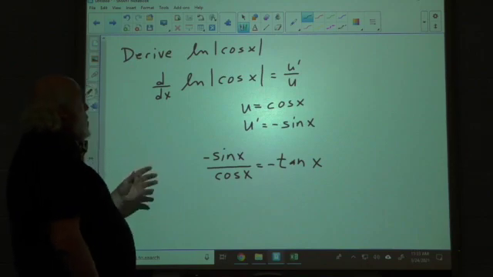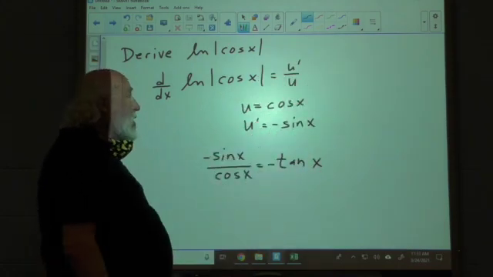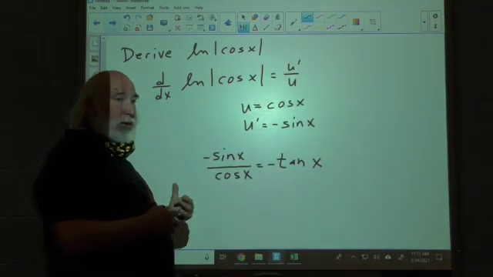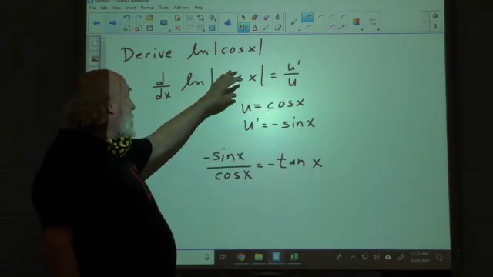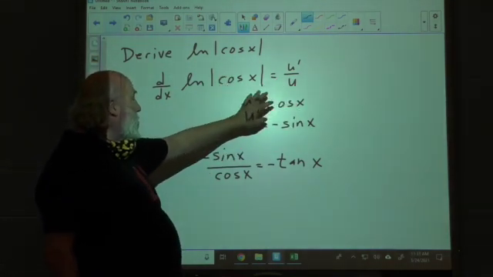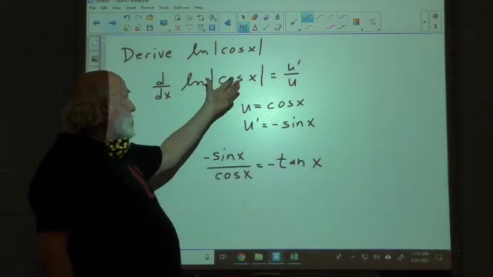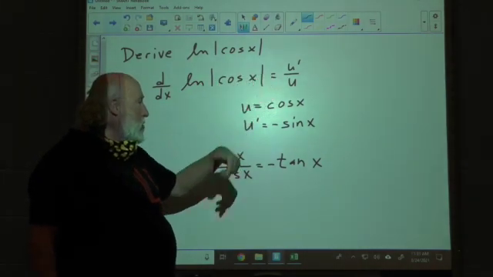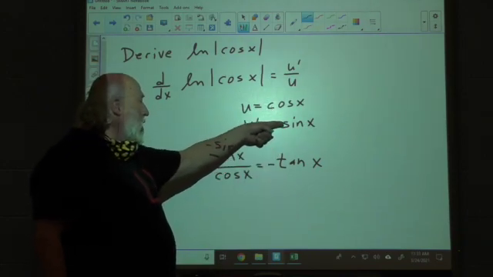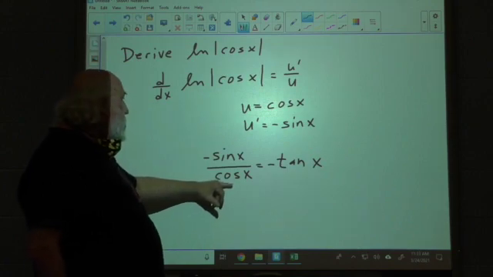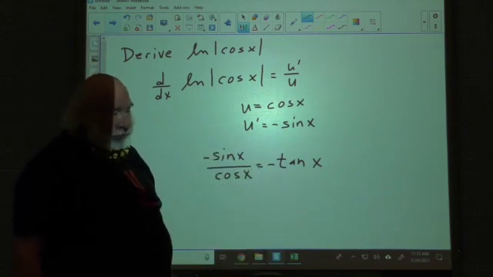So we're going to derive the natural log of the absolute value of the cosine of x. And as we found in that one theorem, it's also going to be u prime over u. So we make u then the cosine of x. The derivative of the natural log of the absolute value of u is u prime over u. So that's going to be negative sine x over cosine x right here. And that gives you the negative tangent of x.